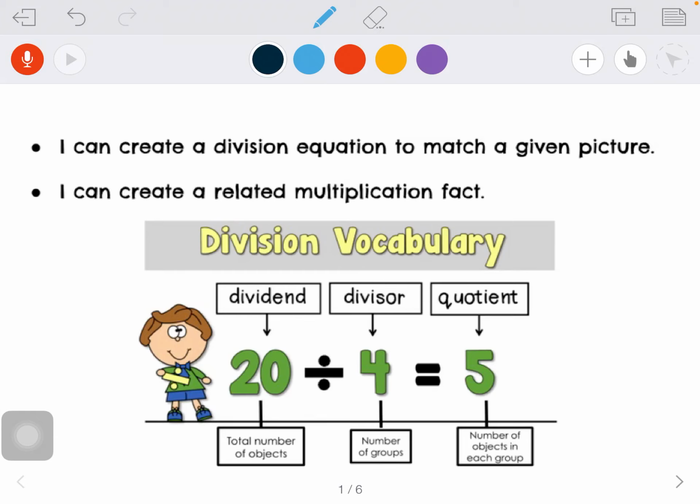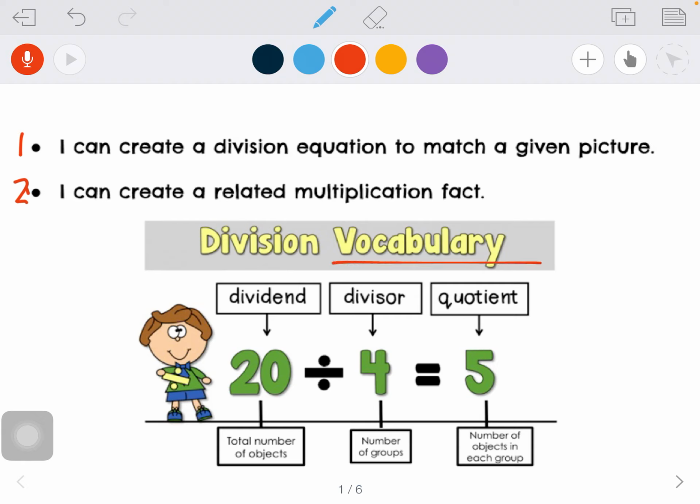Today we are going to continue practicing the skill of division. We have two goals for today. Goal number 1, I can create a division equation to match a given picture, which means I'm going to show you some pictures of equal groups and I want you to be able to create a division equation based on the picture. And number 2, our second goal is that we can create related multiplication facts. So we can also look at the picture along with our division equation and realize that it is part of a fact family, and we know that there is a multiplication equation that matches it too.